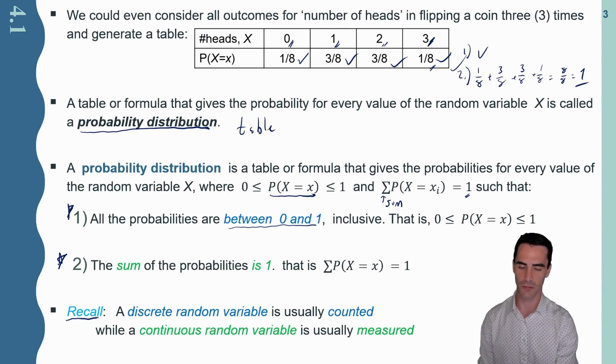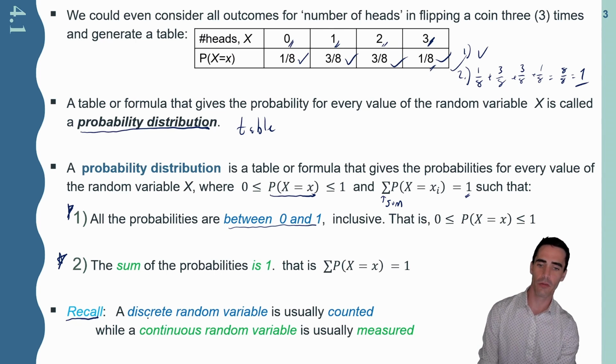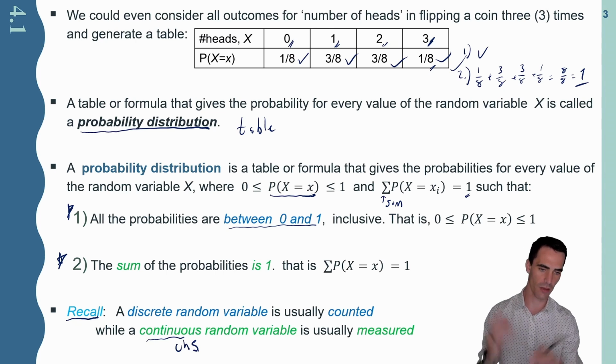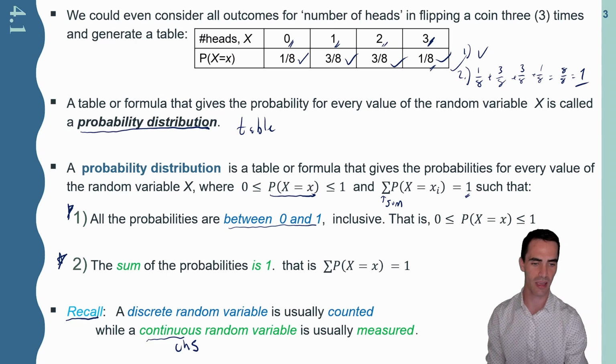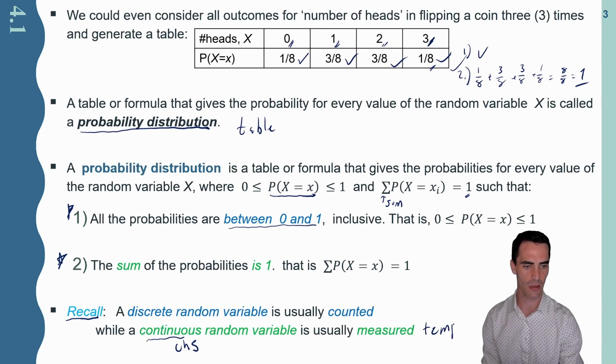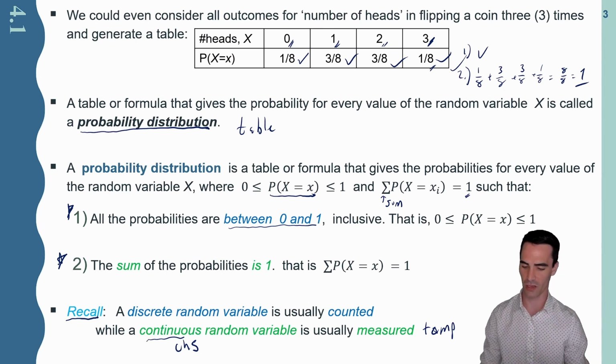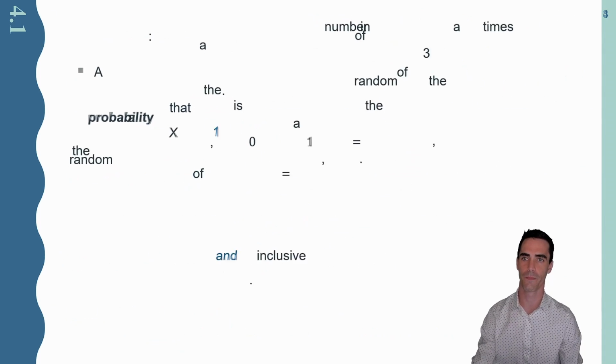As a little note to self here, little recall for you, whenever we refer to a discrete random variable, those are usually counted versus continuous, which we'll talk about next time in chapter 5. These variables are usually measured. Something like temperature, for instance, can be a random variable, but those distributions look different than these table ones. Let's see an example of this table distribution.